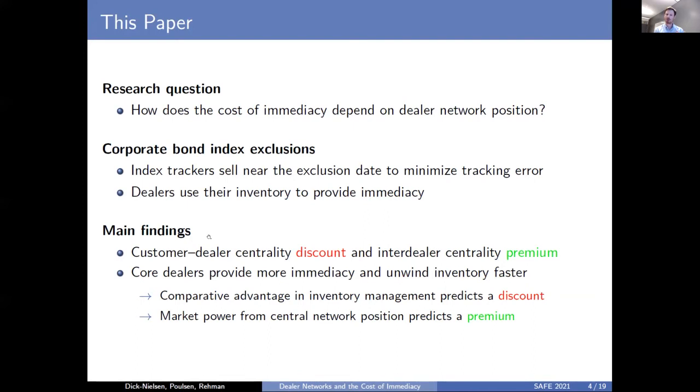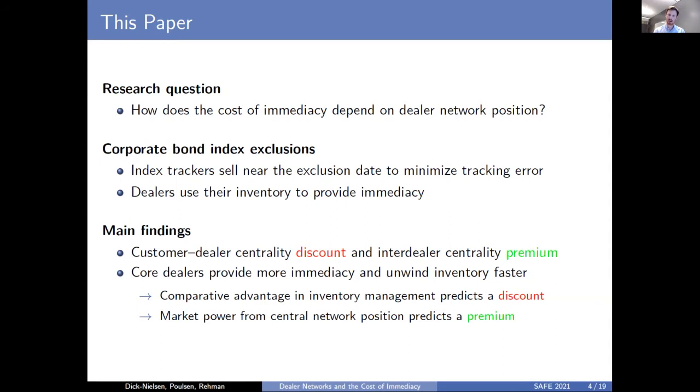But at the same time, a core dealer also derives market power from having a central network position. So when a core dealer trades with a peripheral dealer in the interdealer market, the core dealer can dominate that trading relationship and extract more surplus from the peripheral dealer. So this market power channel predicts that transaction costs should increase with centrality, or in other words, a centrality premium, consistent with our findings in the interdealer market.